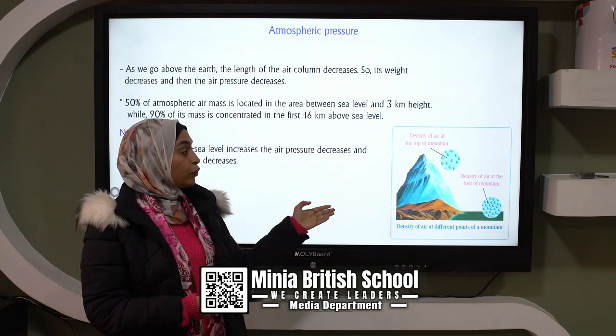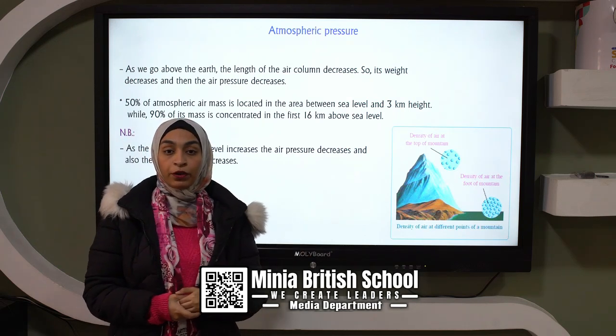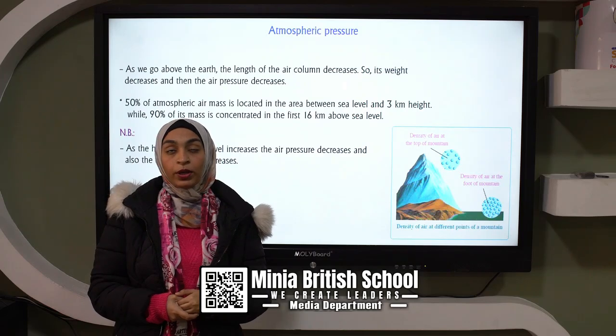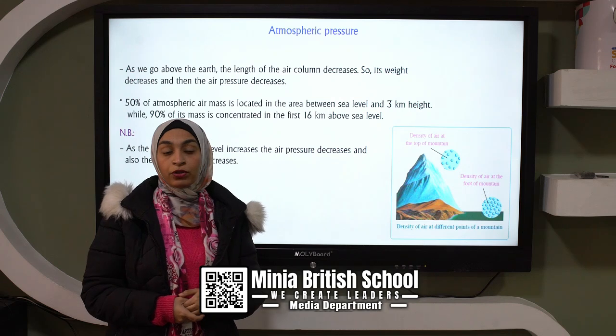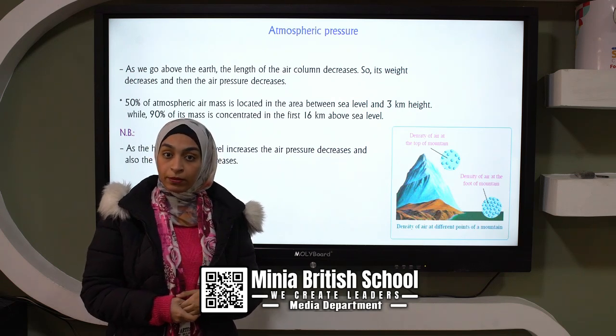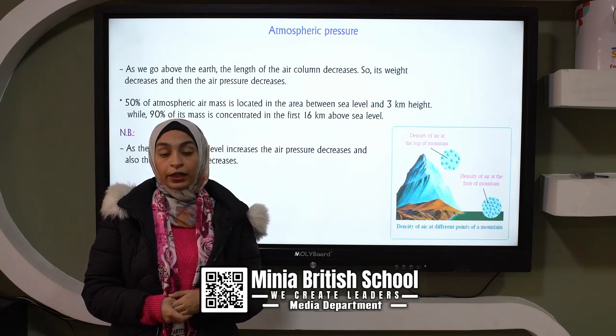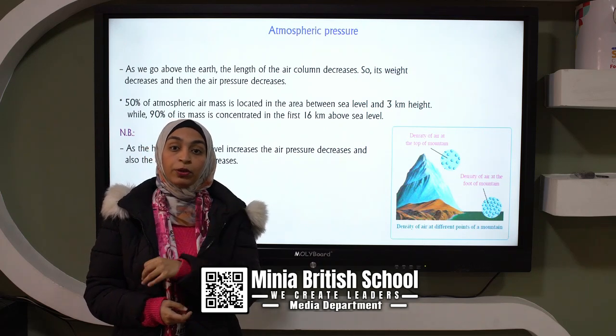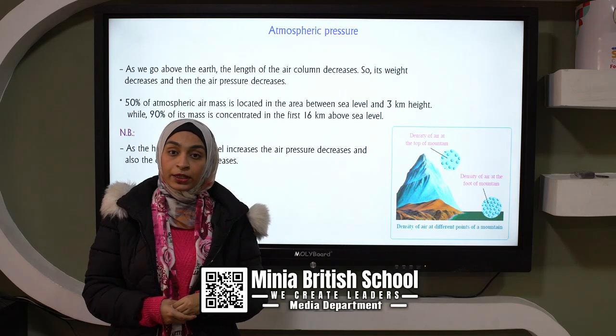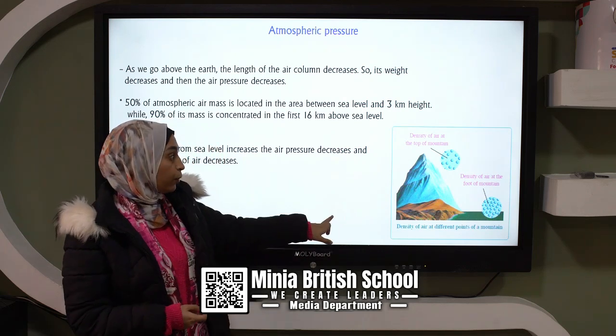The atmospheric pressure is measured by a device called a barometer, and we have two types of barometer here: aneroid, which is used for determining the day's weather, and altimeter, which is used for elevation and navigation based on the atmospheric pressure. Don't forget that the measuring unit of atmospheric pressure is the millibar or pascal.